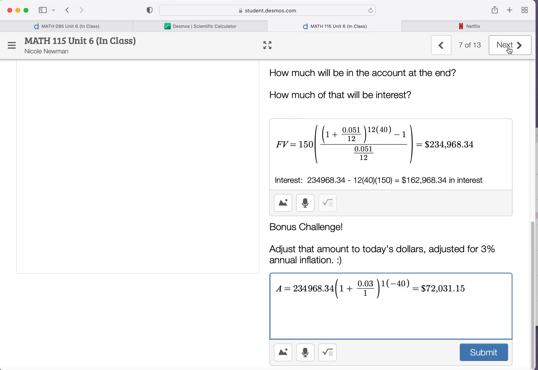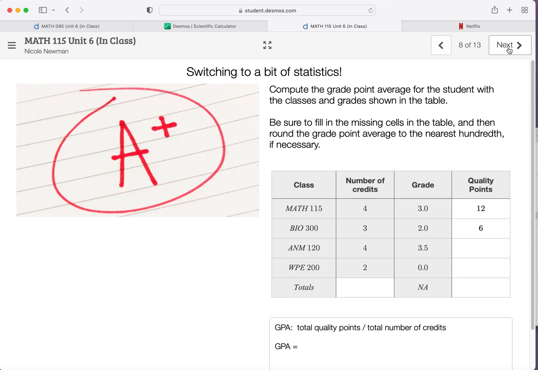So I think this might wrap up our finance stuff for us. I think that might be it. Yeah, because then I switch us over to some statistics. And you have extra practice opportunities on the finance stuff. It is kind of sticky. Let me know if you need help.